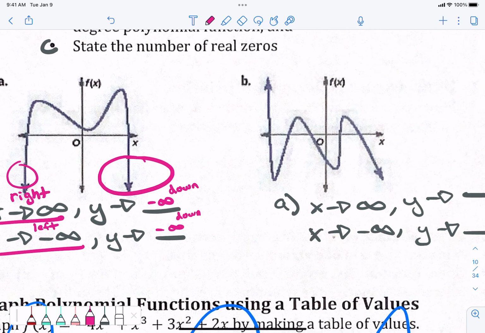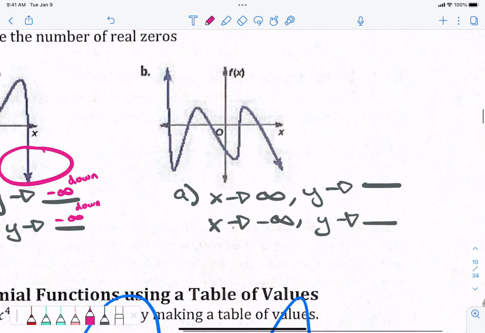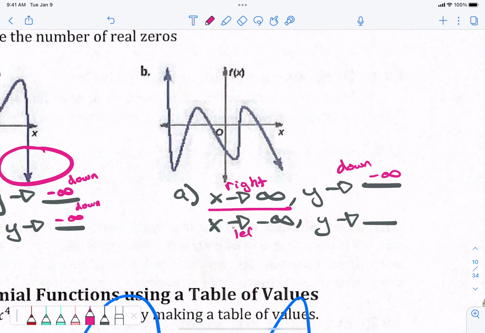Okay, let's go ahead and do B. As x is going to infinity, that means on the right side of the graph, it's going down. It's going negative infinity. On the left side of the graph, it is going up. So that's positive infinity. That's the end behavior. That's the first part, okay?